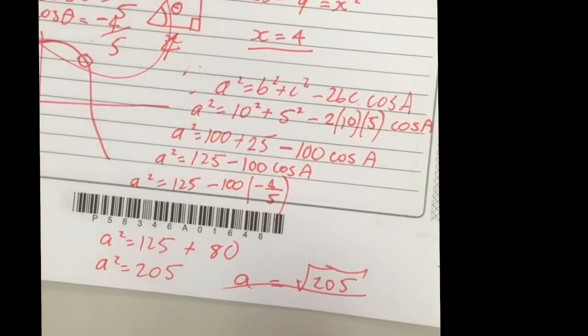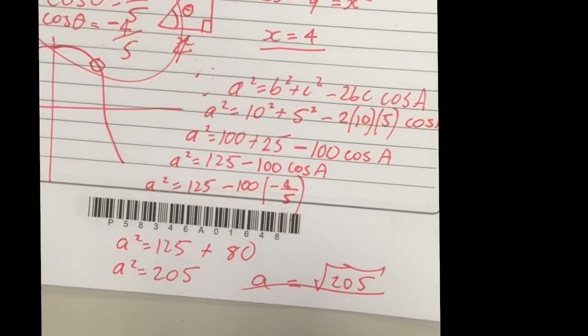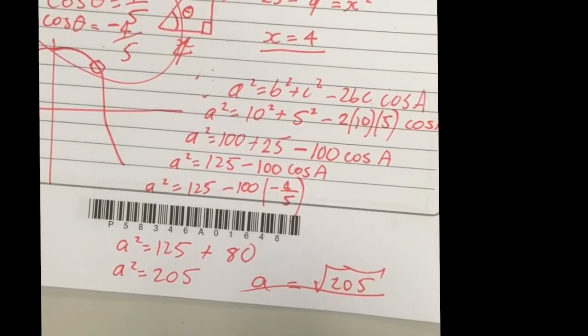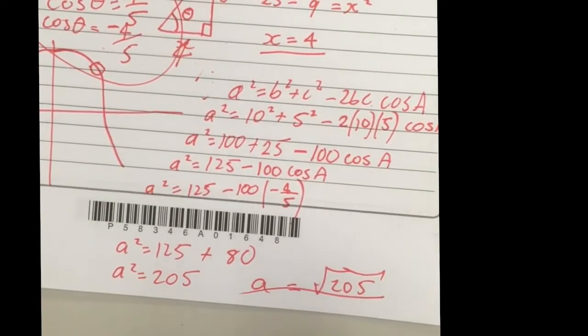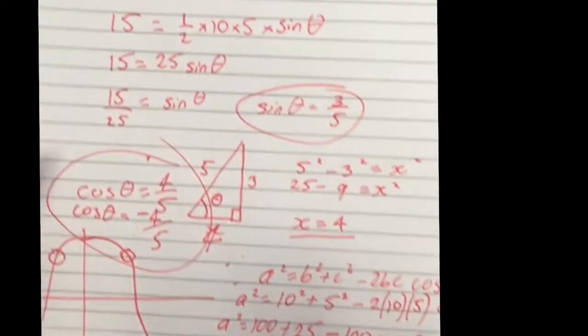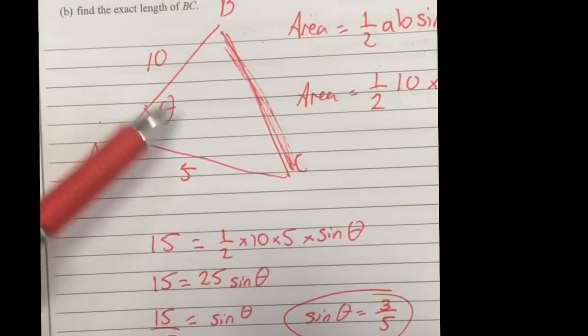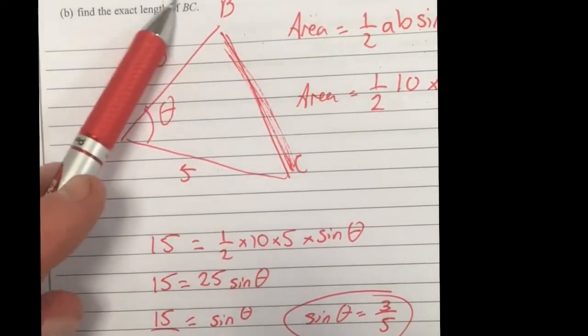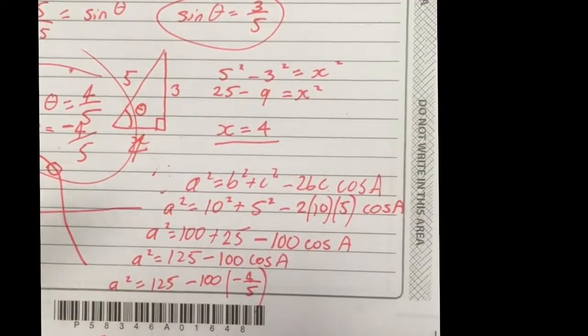If we did it with the other one real quick, 125 take away 80, root that. If you did it with the wrong one, you'd end up with a side length of 1.25, which is way smaller, and it is meant to be the longest side of the triangle. So it must be root 205.